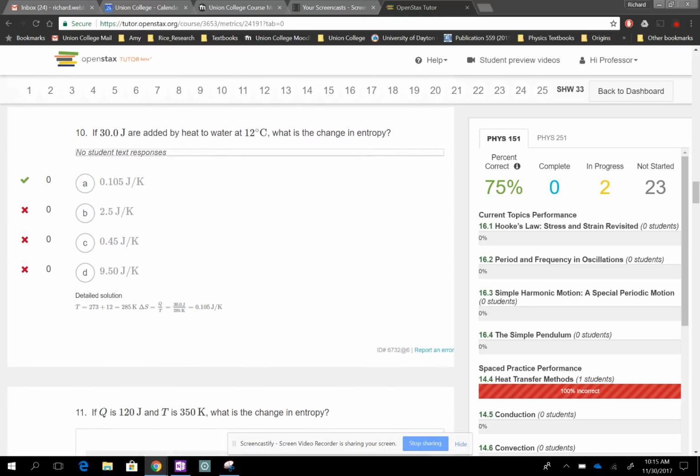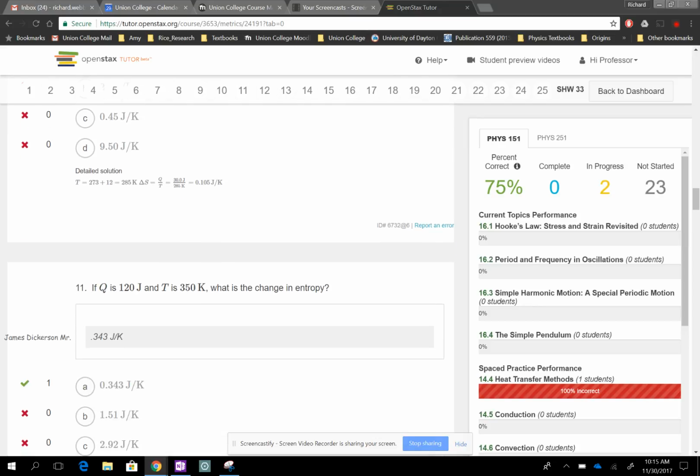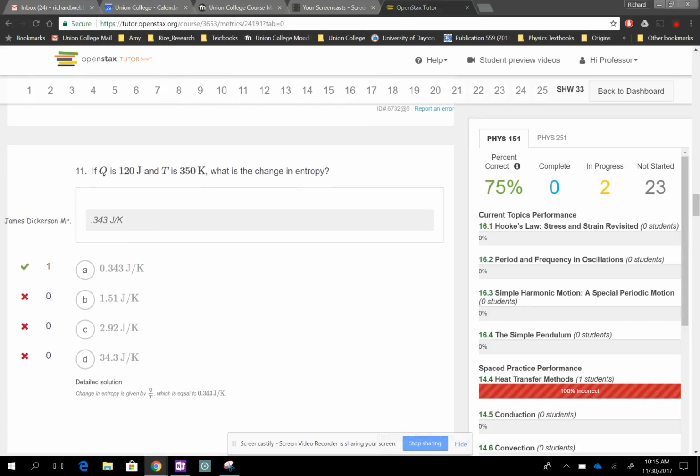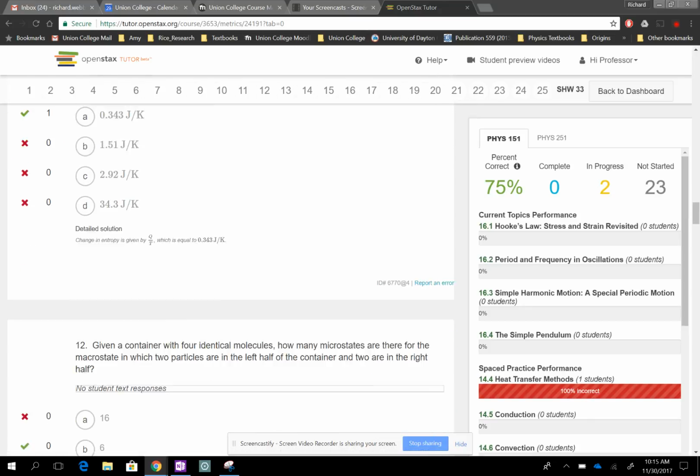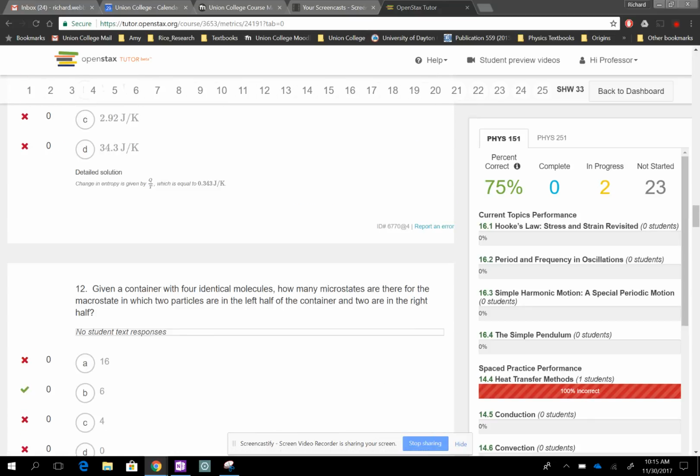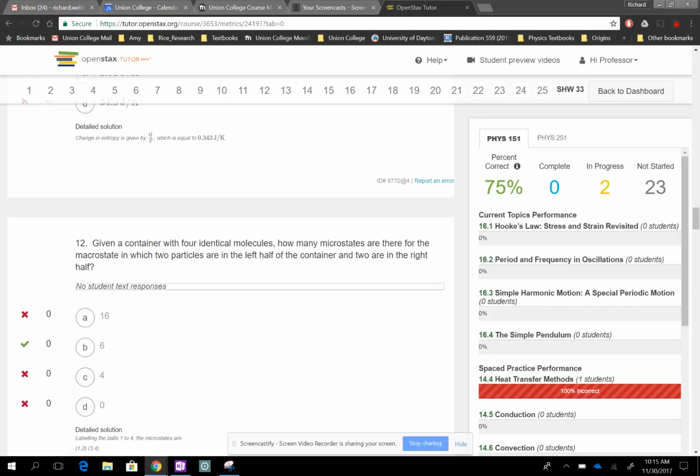Still not showing. Yeah. The next one is exactly the same idea. It says if 30 joules are added by heat to water at 12 degrees Celsius, what's the change in entropy? You get the Q. There's no reason to do that again, right? It's just the same calculation. The next one, if Q is this and T is this, what's the change in entropy? Same thing again. That one has been answered by Mr. James Dickerson.